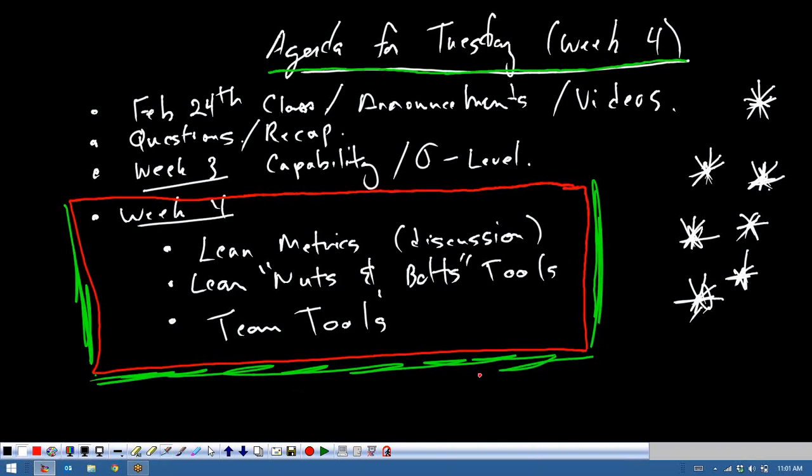Let's take a look at the agenda today. So it's Tuesday, the first week of the fourth week of the class, which is good. Just a couple of announcements to make. We'll go through this agenda, then I have a couple of announcements. One is about the February 24th class, which is next Tuesday, and then some other things about the videos.